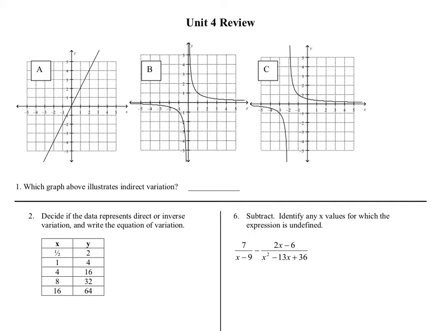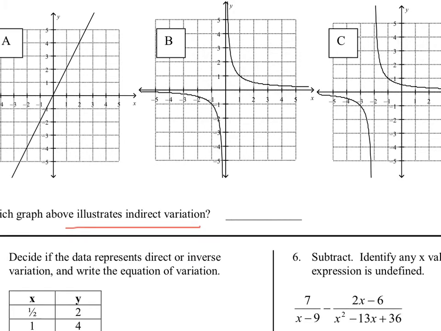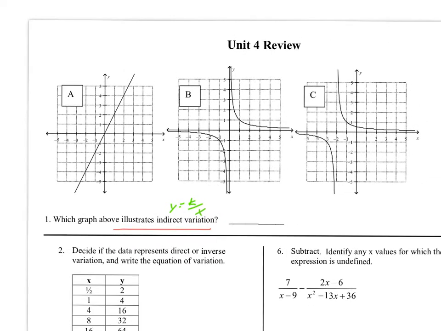But the very first one, it says, which graph above illustrates indirect variation? And we know that indirect variation is y equals k divided by x. So if we look at our graphs here, we see this one, that straight up and down line. That's our good old y equals k times x. That's direct, so it's obviously not going to be A. It's either going to be C or B.